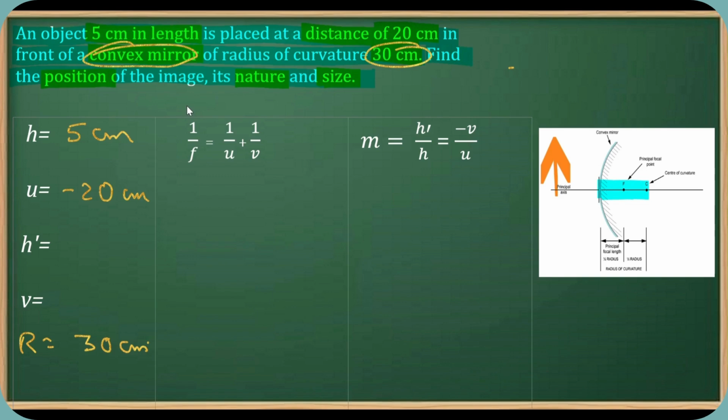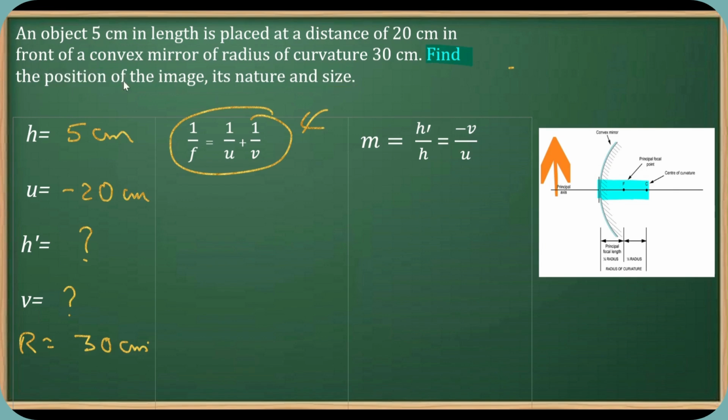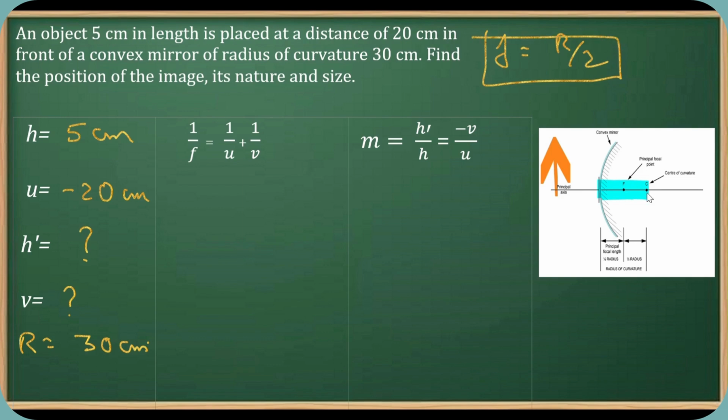Right. Now we know that we have to find the position. Position is the V here, and the size is H dash. So we are going to use the mirror formula in this case to find the values. For using this mirror formula, we need F. So we are going to use another relation, that is, we know that the focal length is half the radius of curvature. This is the relation we have.